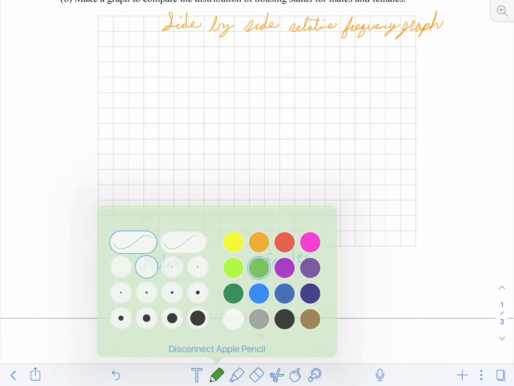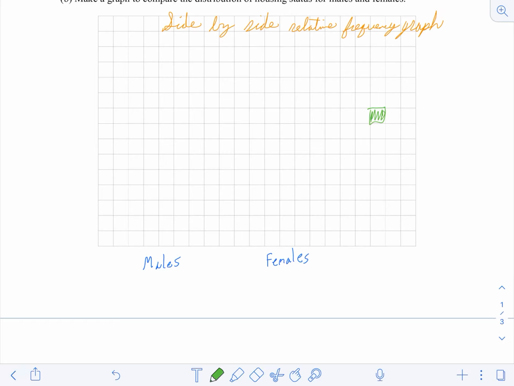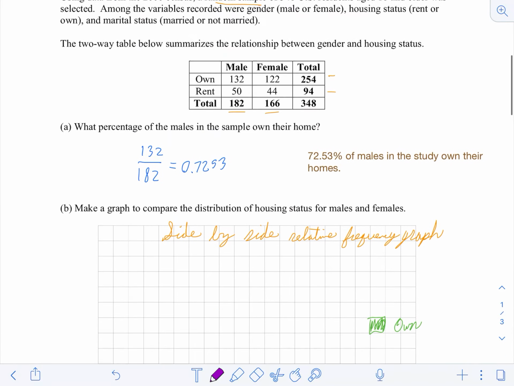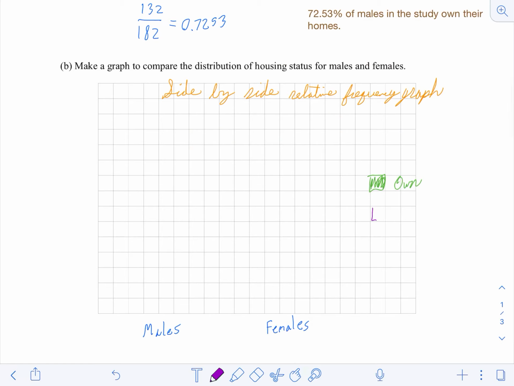And I'm going to use two colors here. I'm going to use green, and that is for own. And I'll use purple for rent. Okay, so we've got own and rent. Males and females, there's one last thing we want to add, and that's percentages. Here we're going to start with 0. Here it's 0.2, 0.4, 0.6, 0.8, and 1.